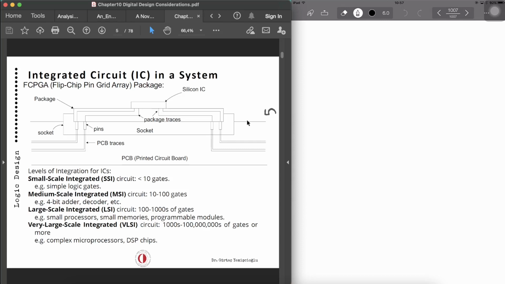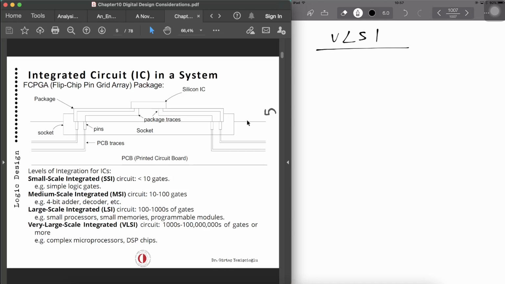So that's why we call this VLSI, which is very large scale integrated circuits. Okay, so this is what we call integration. The number of gates that we can fit on a chip is the integration.